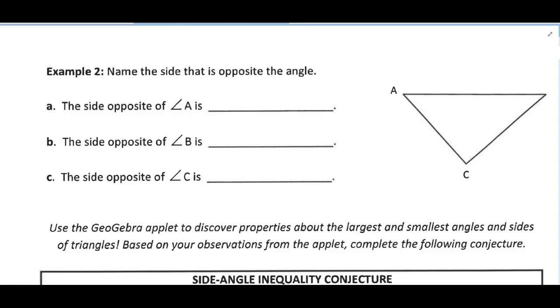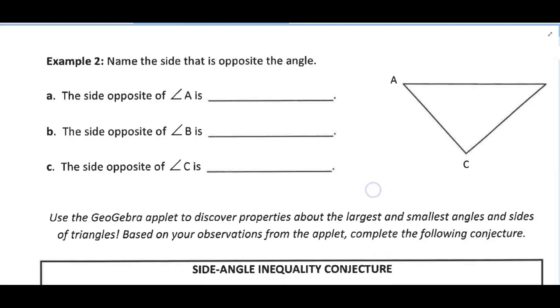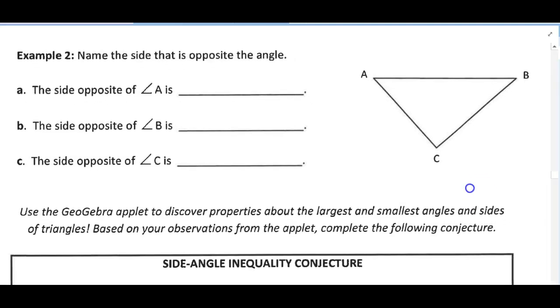In this video, we're going to talk about the side angle inequality conjecture. So let's take a look at this example here first, because we need to have some vocabulary first, and we need to be able to talk about the triangle.